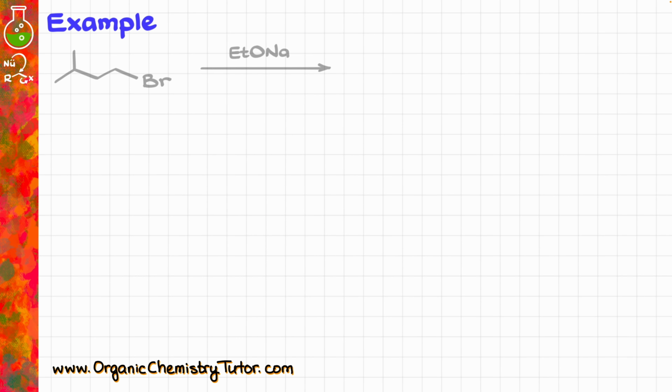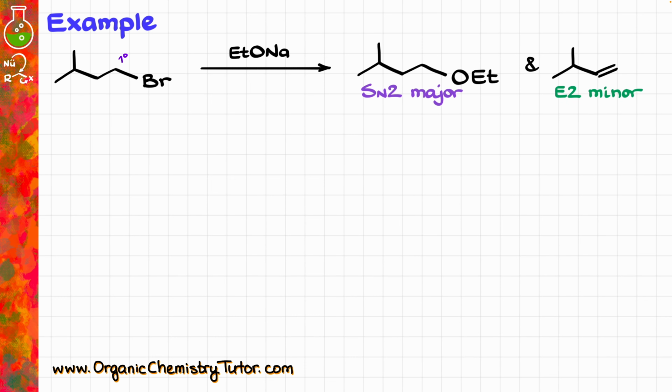So, for instance, let's say we have this primary alkyl halide and I am reacting it with sodium ethoxide, which is base and a nucleophile, and it is not very bulky. Well, since in this case we are dealing with the primary position, we are going to form both SN2 product and the E2 product. However, we would expect SN2 product here to be our major product.